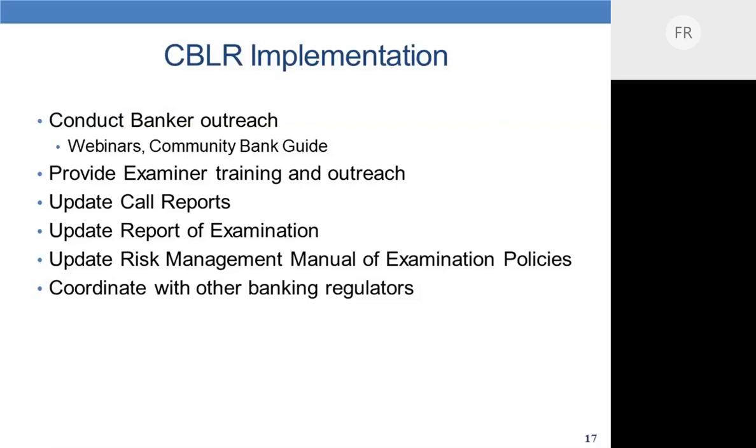FDIC has also worked with the other agencies on a continuous basis on a number of initiatives, including changing the call reports for the CBLR as well as other new capital rules like capital simplifications and the CECL transition rule. We regularly coordinate with the other agencies on questions and webinars about CBLR and other regulatory issues. FDIC is also in the process of updating its report of examination and the risk management manual of examination policies to reflect not only the new CBLR framework, but other capital rules as mentioned. Our aim with the report of examination is to keep the changes simple.